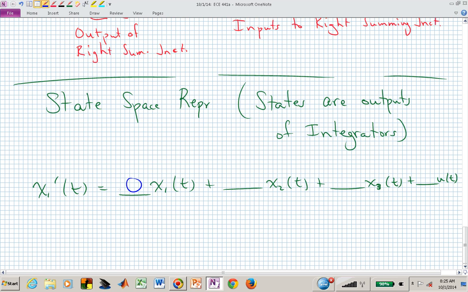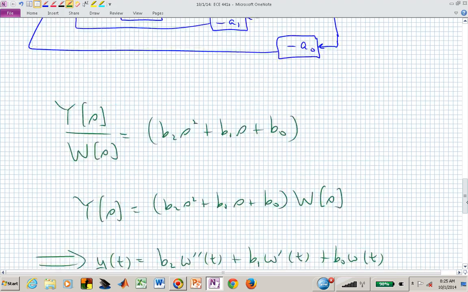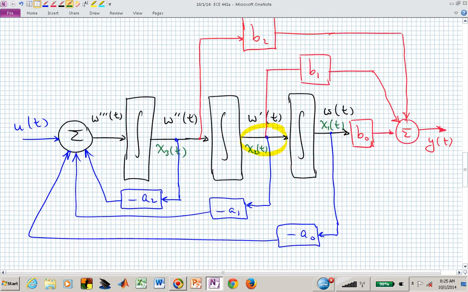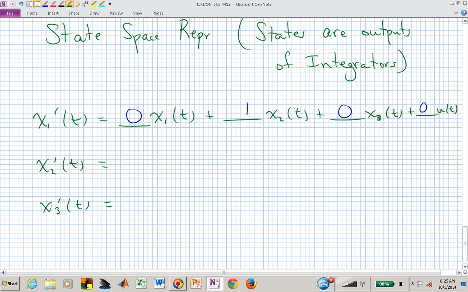We don't have any x1. We don't have any x3. We don't have any u. We just have x sub 2. If we do the same thing for the other two state components and find their time rates of change, what is the time rate of change of x sub 2 as a state variable? X sub 2 prime. That's just x3 again, isn't it? Or it is similar to what we had. This is now just x sub 3 of t.